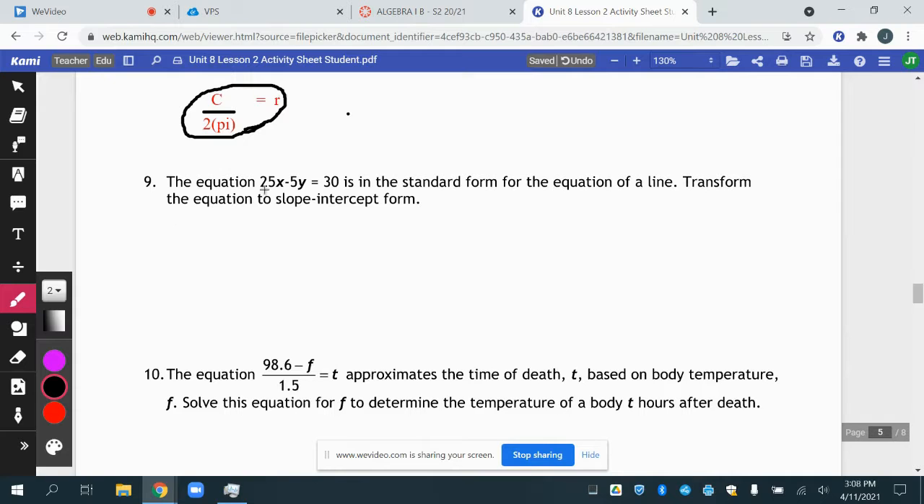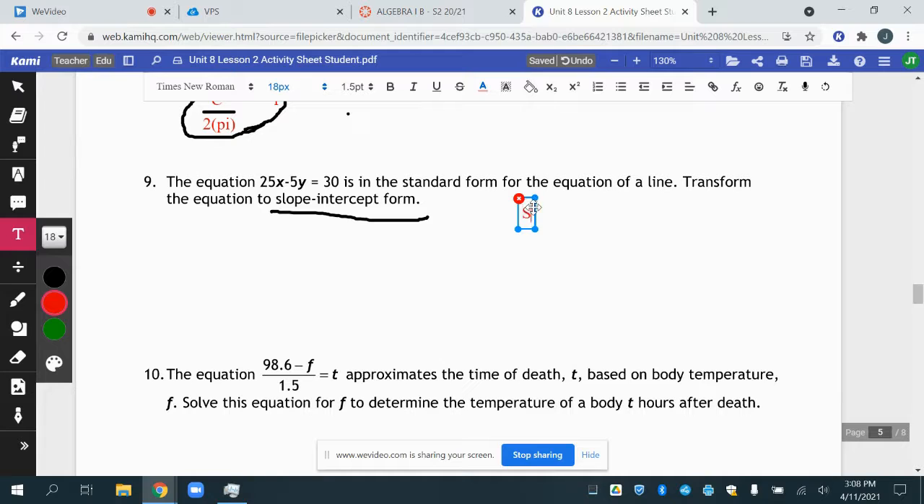Okay, the equation 25x minus 5y equals 30 is in standard form. That's true. We're going to transform it to slope-intercept. As a reminder, standard form is ax plus by equals c. And slope-intercept is y equals mx plus b.